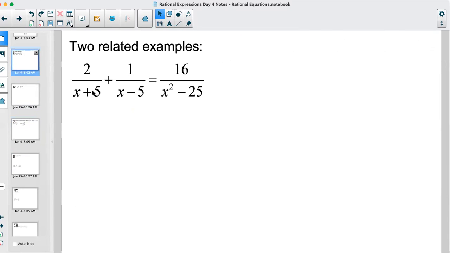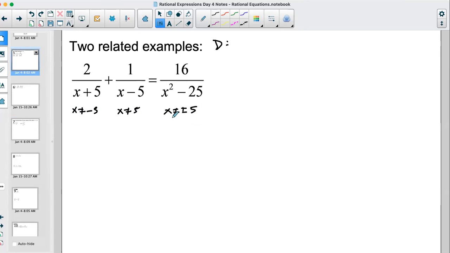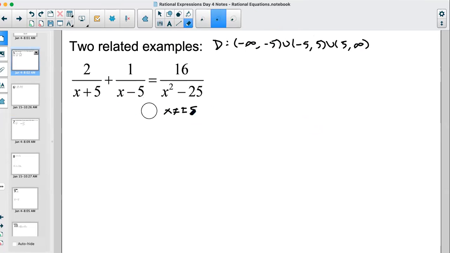So let's start here though. First thing I want to do is check my domain. For this one, x can't be -5. For this one, x can't be 5. And for this one, x can't be plus or minus 5, which is actually what these two are. So really the domain is all the numbers except 5 and -5. So if I were to write that, and I am writing it, it would look something like that. So those are my domain restrictions, 5 and -5.